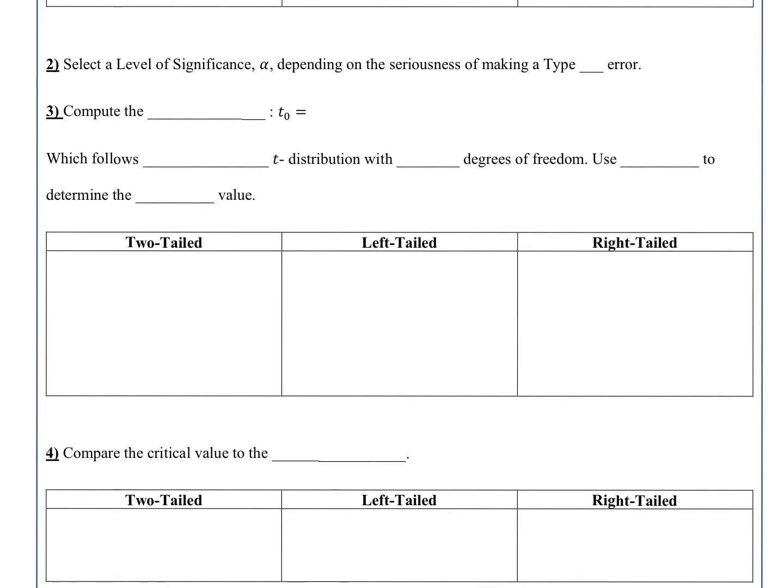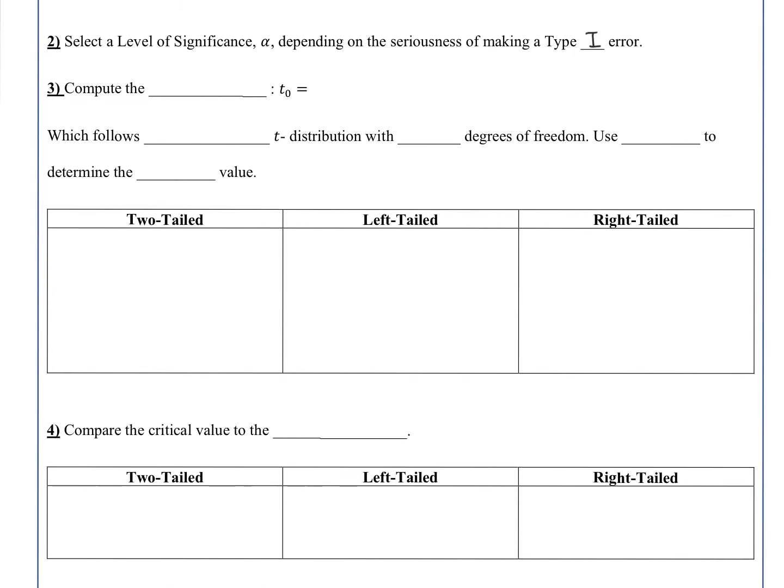Second step, we're going to state the level of significance, alpha, depending on the seriousness of making a type 1 error. Oftentimes, the level of significance is given to you. More than likely, it will be given to you on the exam. This is where the two different approaches deviate.